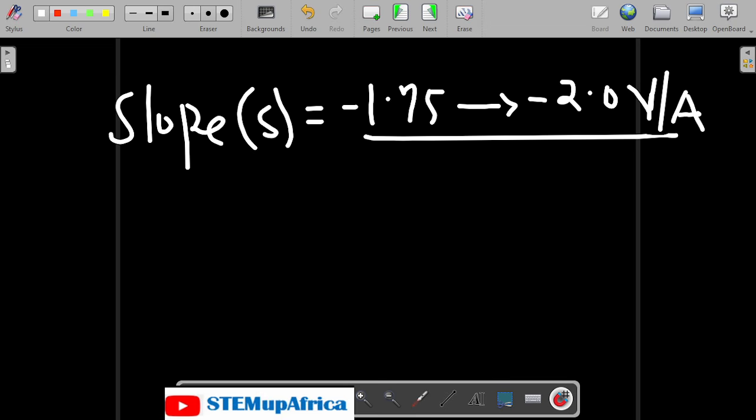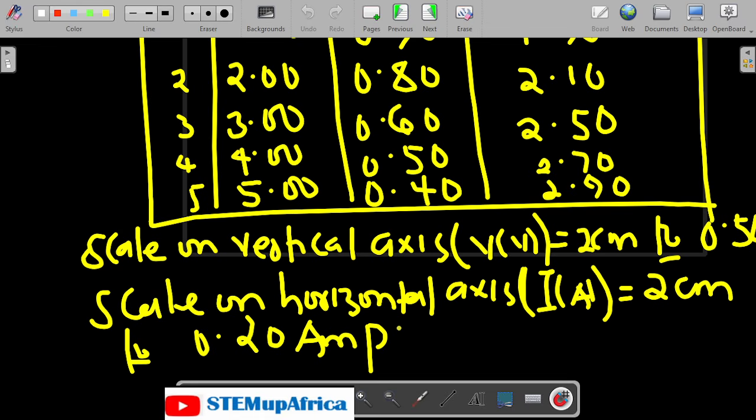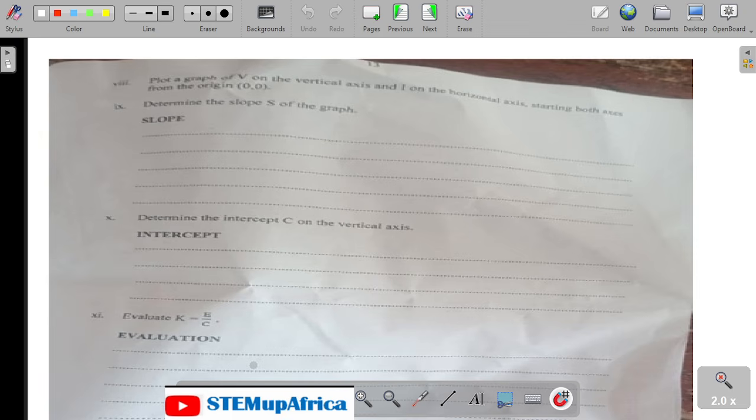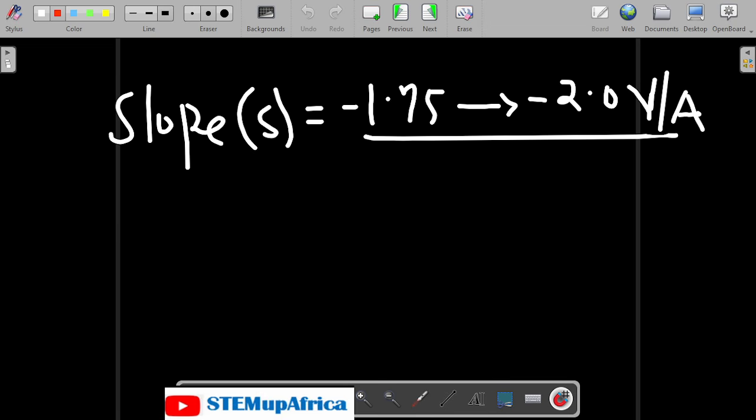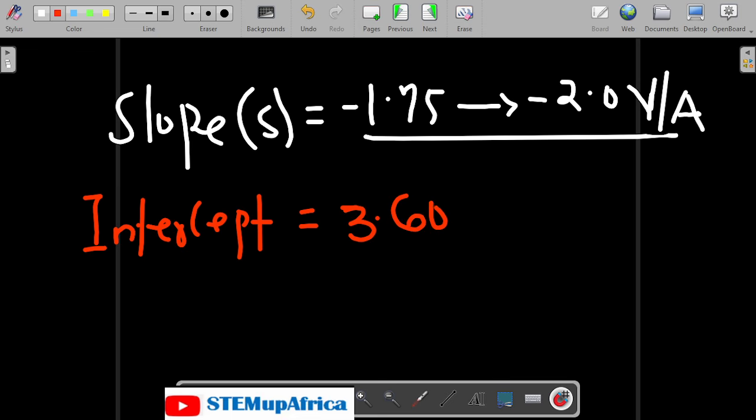So that is that. Then we're asked to determine the intercept of the vertical axis. As you can see, the line of best fit now meets the vertical axis at this point. So if you plot your graph correctly, it will not stop at exactly 3.5. I would say the intercept is 3.60 volts. That's what you're going to have. You can have 3.5, it depends on how you position your ruler. So that would be our intercept.